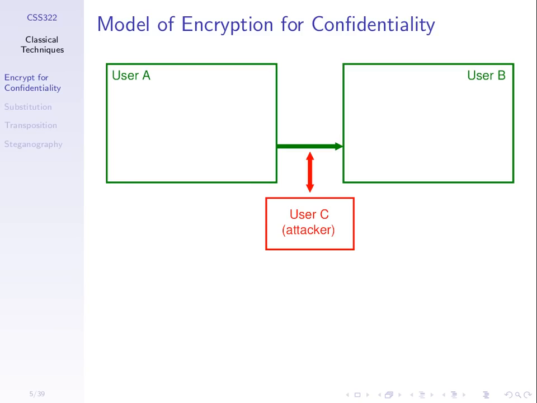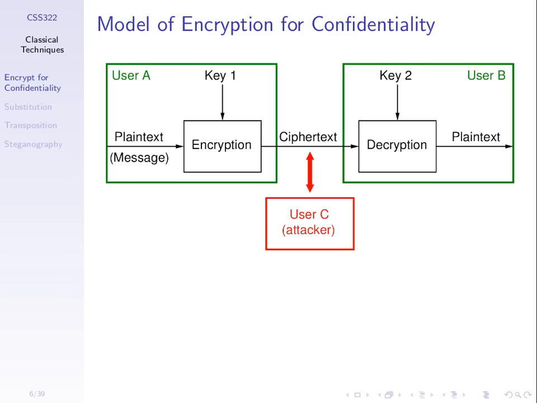So anything that comes out of A's computer and goes into B's computer can be seen, and user C, the malicious user, can see that. We want to make sure that they cannot see the original message. The way we do that is using encryption. And this introduces some notation.